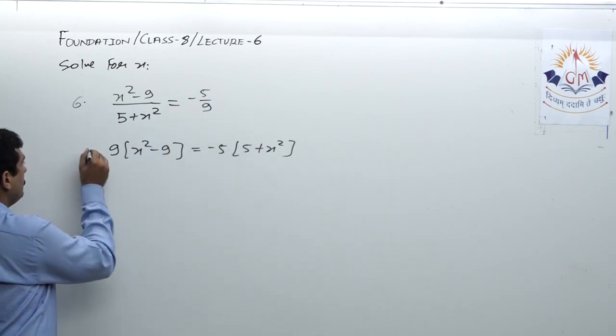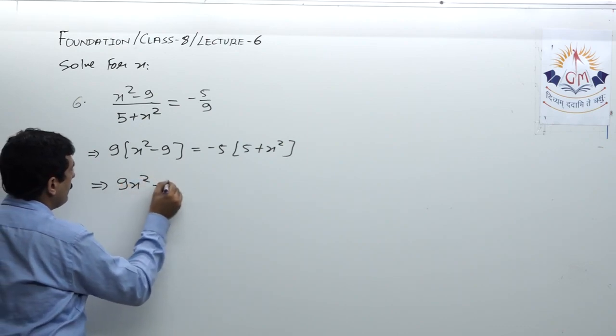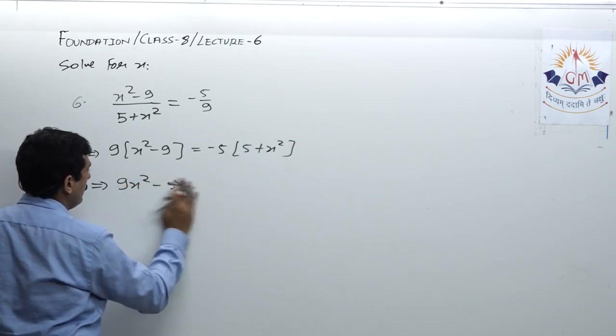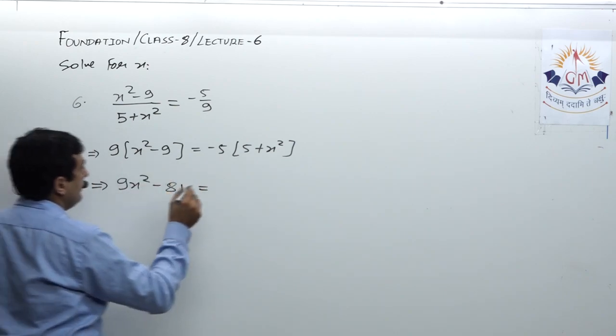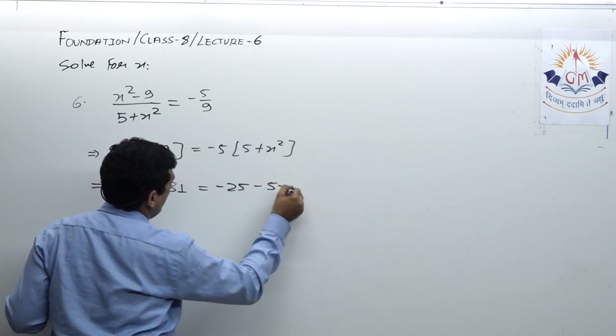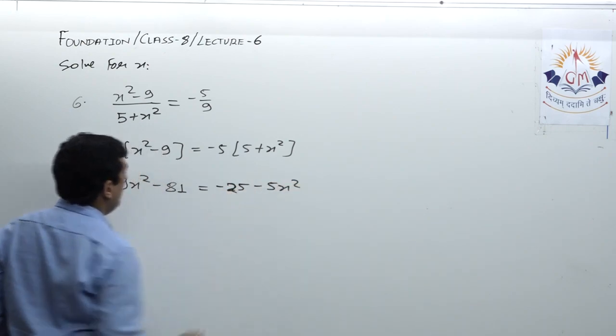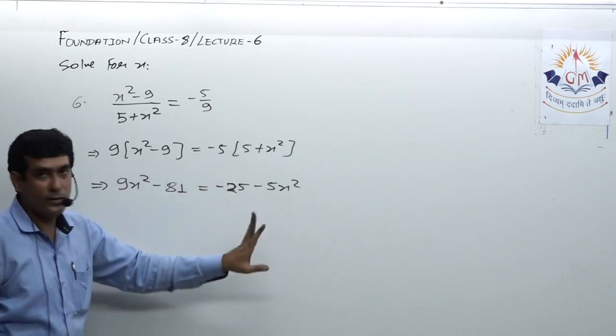Now on further multiplication, here I will get 9x square minus 81. Okay, 9x square minus 81, here minus 25 minus 5x square.